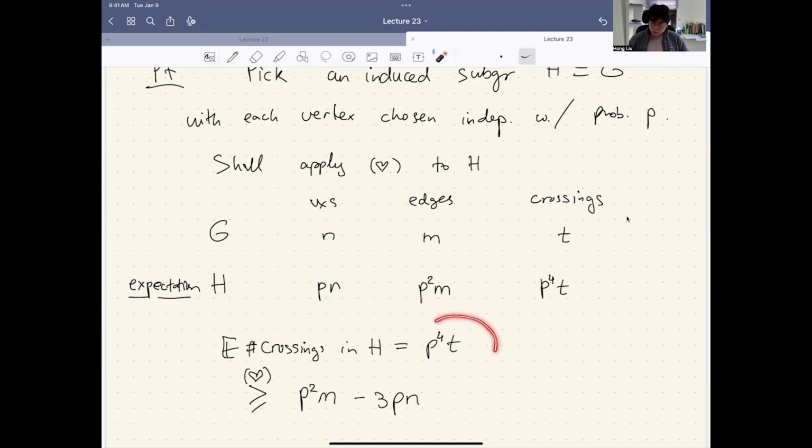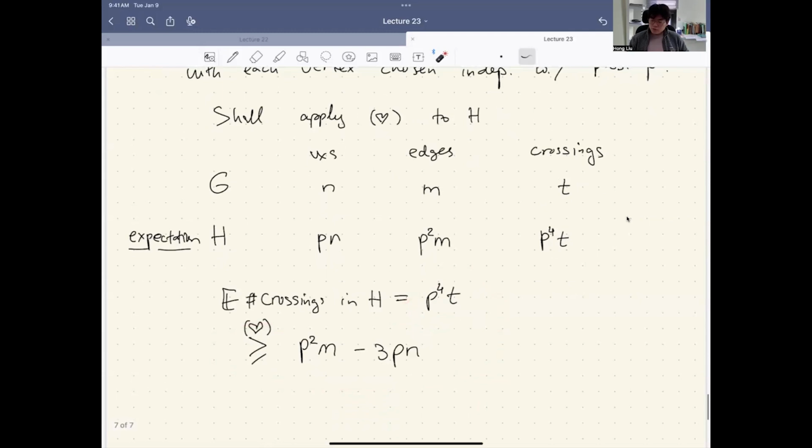Now we have this inequality. You see why this is useful now? What we want is a lower bound on t. So p is a small number, right? So when p is small, we can then move p to the 4 to the right-hand side. This is a much smaller factor than any one of these factors. So we'll get a better lower bound here.